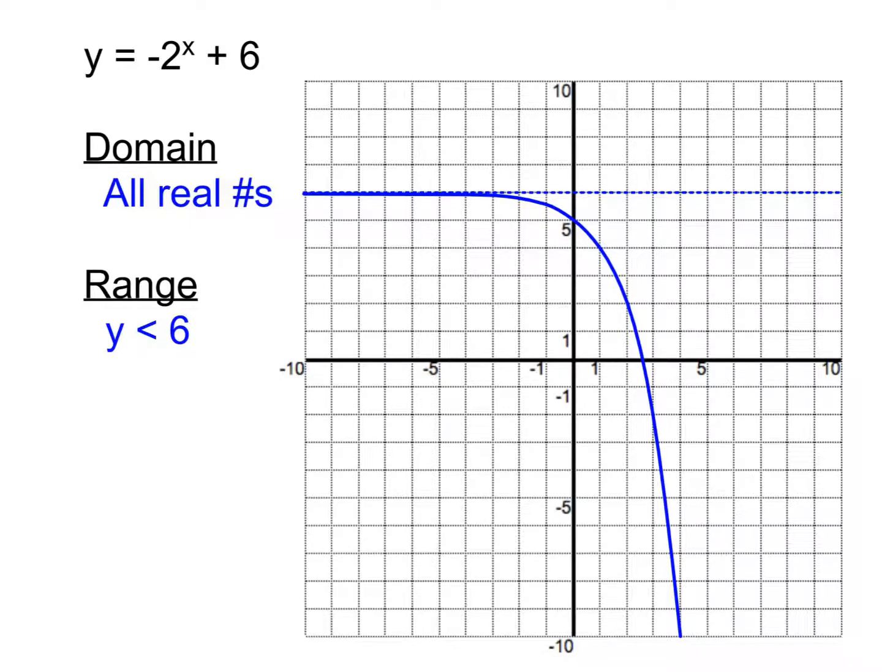And that pattern is going to hold for all exponentials. So for every single exponential equation, your domain will be all real numbers, and your range will be y is either greater than the asymptote or y is less than the asymptote. Never or equal to with an exponential. But every other one that we've done so far, it will be or equal to.